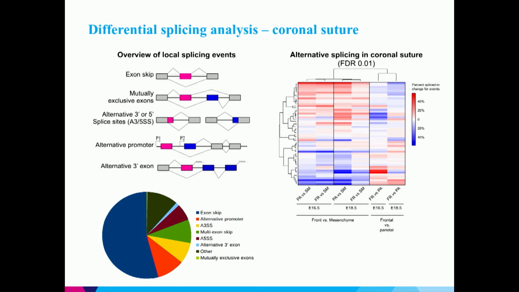And to a lesser extent, and because we're here looking at the coronal suture where we have both the parietal bone and the frontal bone, we also see some differences between the splicing in the parietal versus the frontal bone as well. Overall, though, most of the differences that we're detecting are really between the mesenchyme and the front, and we haven't found any significant splicing differences between different developmental time points.